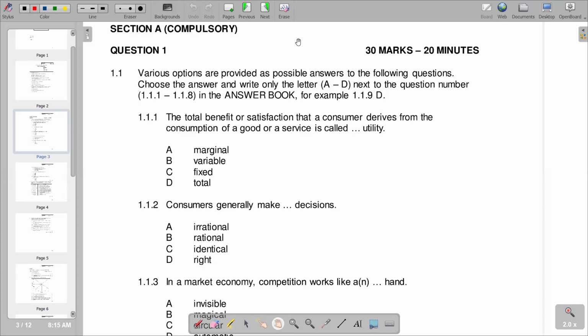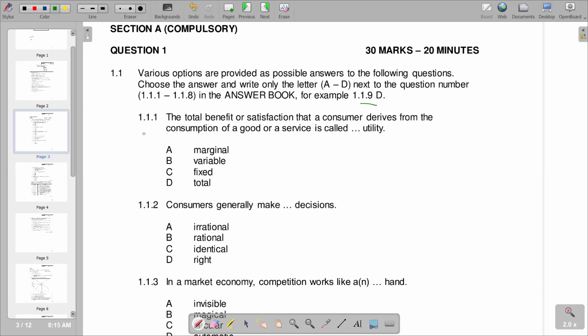Right, according to our question, that is our Question 1, we are going to start with the multiple choice section, and the various options are provided as possible answers to the following set of questions. Choose the answer and write only the letter A to D next to the question number. You're given 1.1.1 up to 1.1.8 in the answer book.